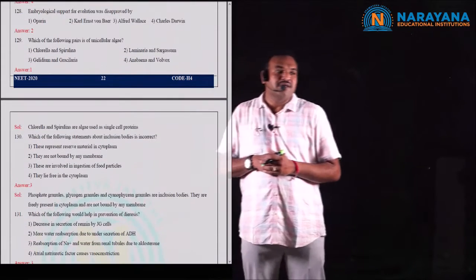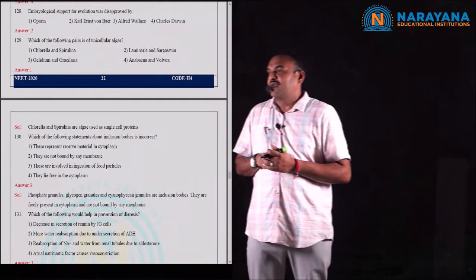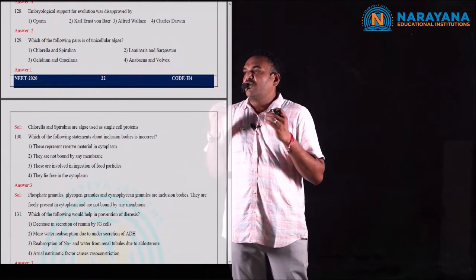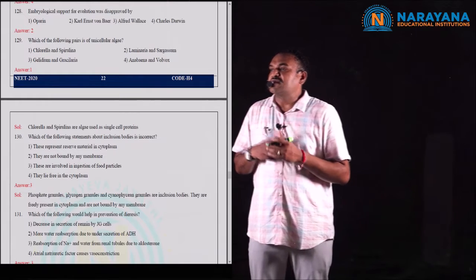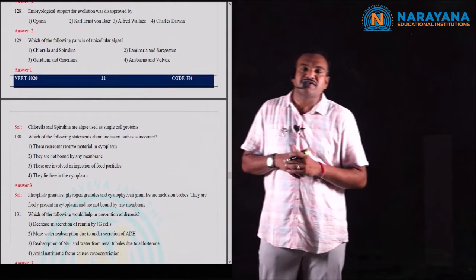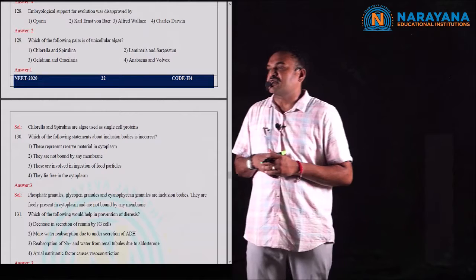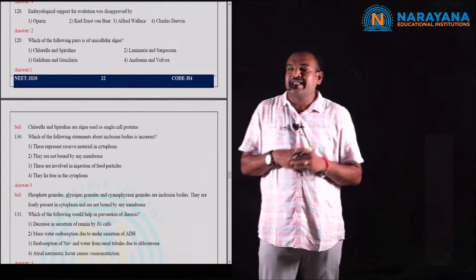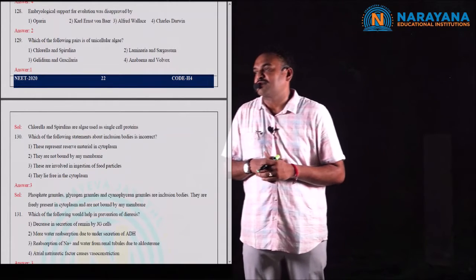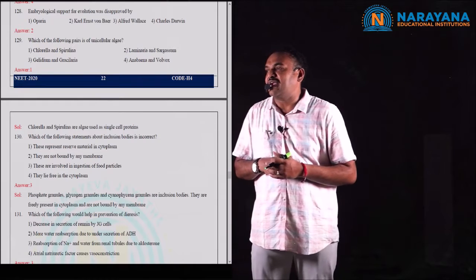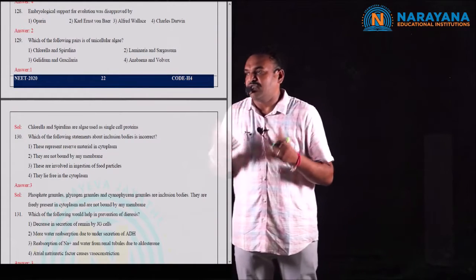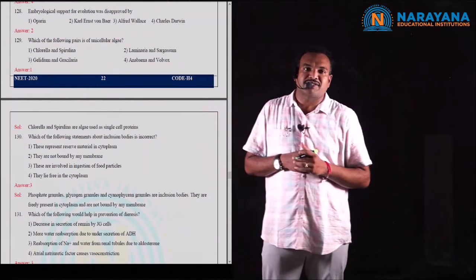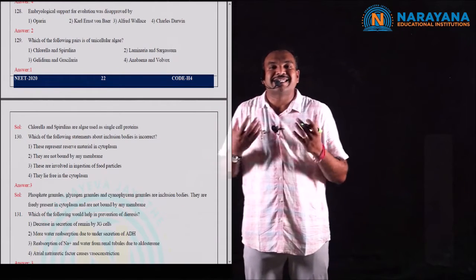And next one is question number 129. If you observe 129, which of the following pair is of unicellular algae? They are asking about the unicellular algae. The first option, chlorella and spirulina. Second option, laminaria and sargassum. Third option, gracilaria and gelidium. And fourth option is anabaena and volvox. If you observe all these four options, the first option is the right option.